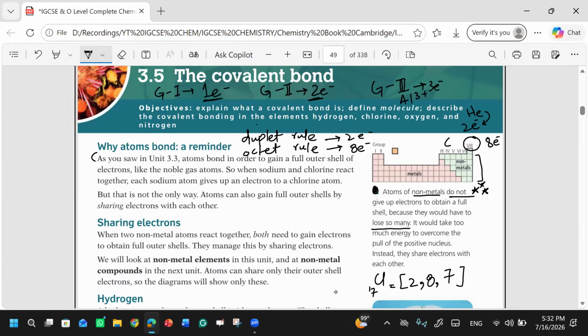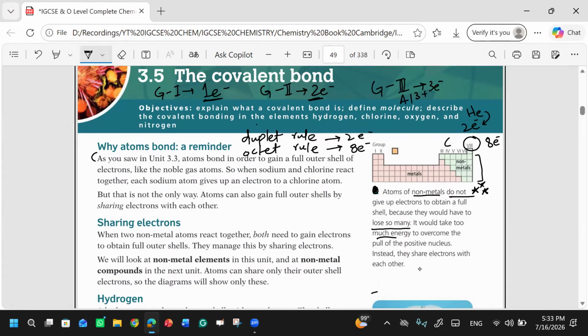Clear? Are you clear with this? Why do non-metals not lose electrons? Because if they have to lose, they will lose so many electrons, and this is not the case. No species wants to lose so many electrons. And if it wants to lose, it has to use so much energy.